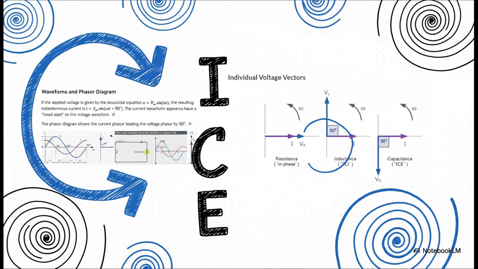The current arrow is a full 90 degrees ahead of the voltage. That is ICE in action, right there.